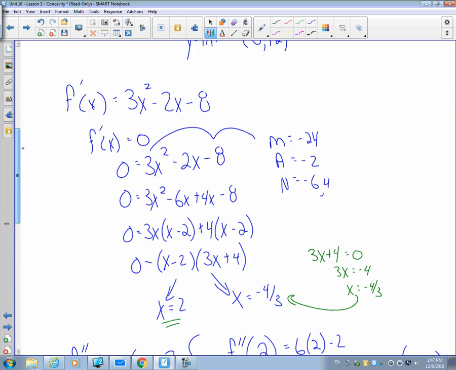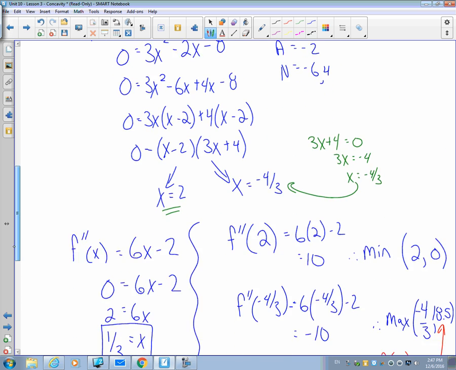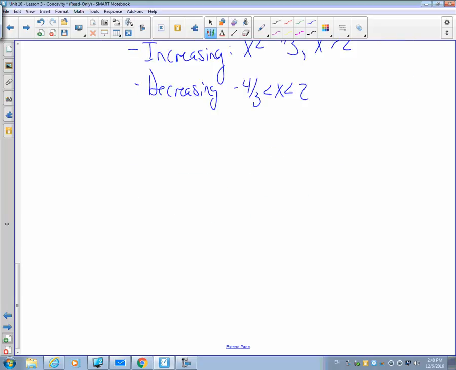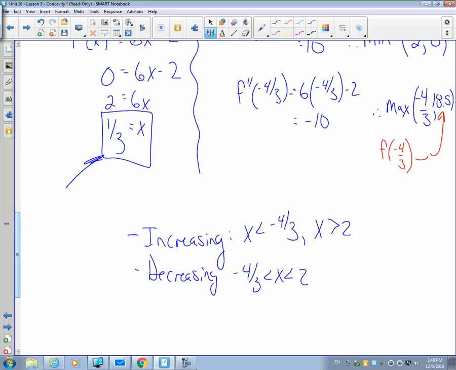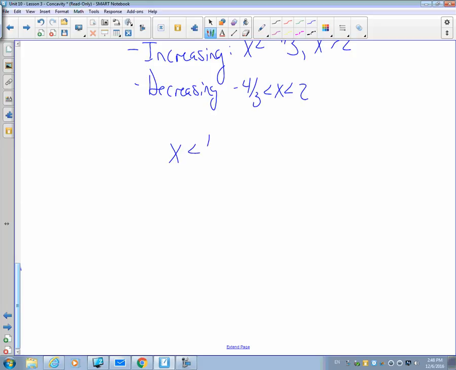Okay, what else were we asked to find? Optimum values, we did that already, our max and min. Intervals of concavity. Okay, we haven't done that part yet. So intervals of concavity, what do we need for that? We need the second derivative. We need to know what's happening on either side of our critical points. Now, up here, this was our critical point for the second derivative. So we need to know what's happening below 1/3 and what's happening above 1/3 in terms of our second derivative.